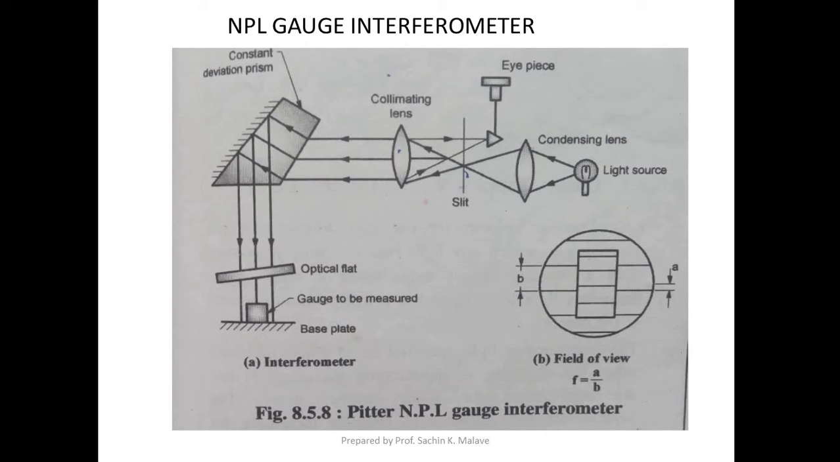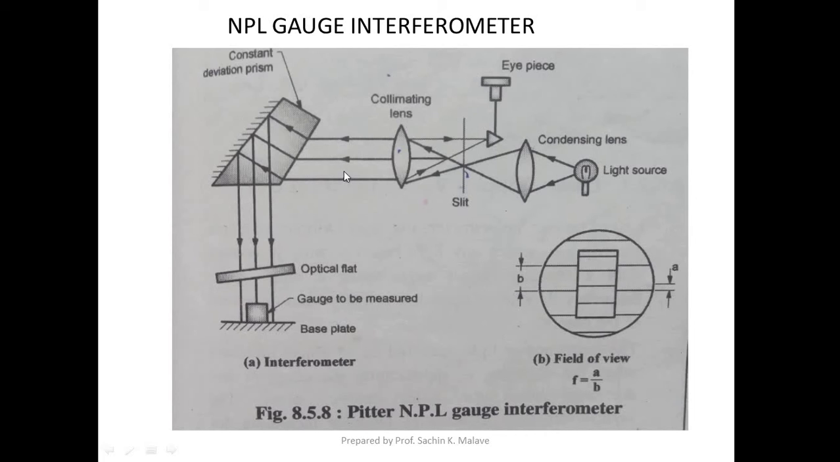So whatever light you want, you can select. Then the light from the lamp passes through the condensing lens, then it goes through the slit, so that it gives an intense source of light, and that will go to the collimating lens. This collimating lens will convert your rays of light into parallel rays of light. So here it will act as a parallel beam.